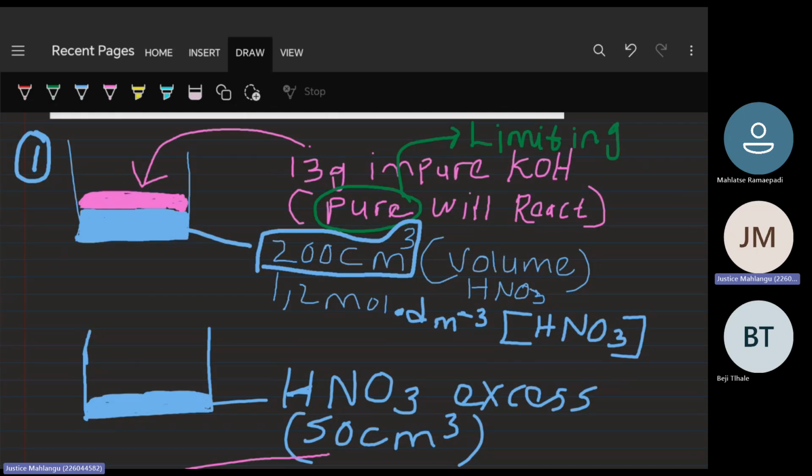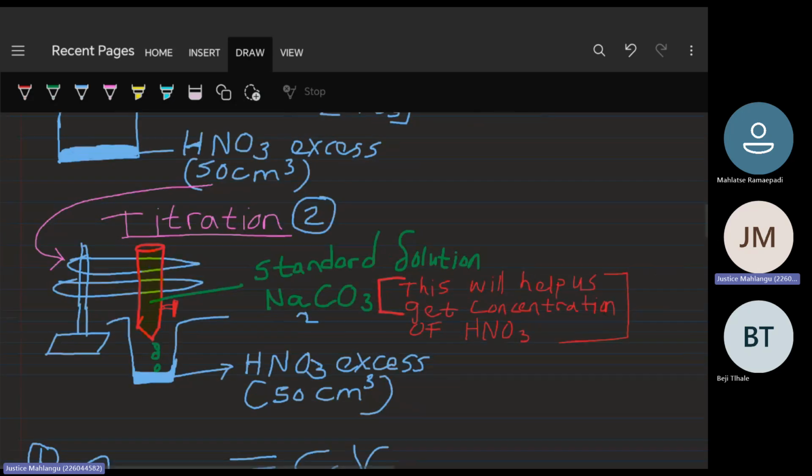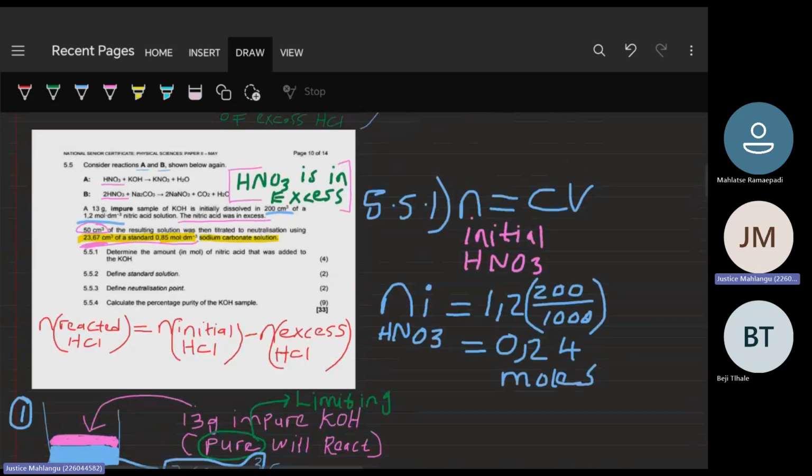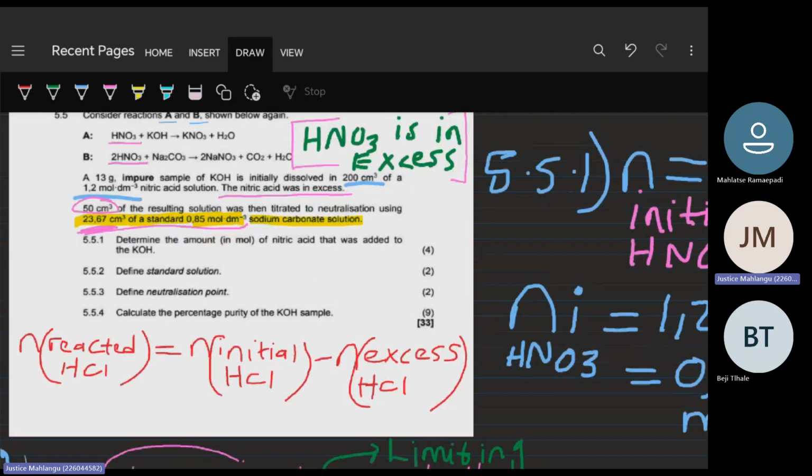We take that small amount, which is in excess. It's the 50 cubic centimeter that is remaining. We take that 50, guys, and we titrate it. We react it with the standard solution, the one whose concentration we know. The standard solution is sodium carbonate here. They gave us the volume and the concentration. The volume is 23.67 and the concentration is 0.85.